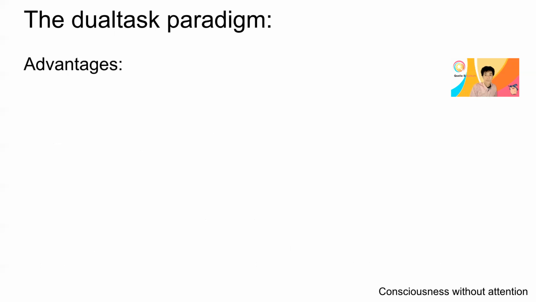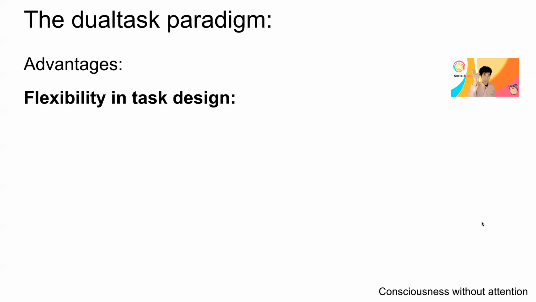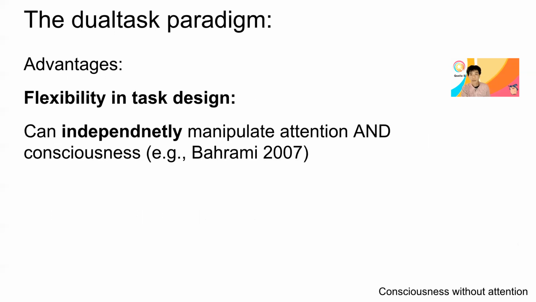Okay, and further, there are many more advantages, but another important class of advantage is the flexibility in task design. What I mean, again coming back to the Bahrami study, is that he was able to independently manipulate attention and consciousness in the task design, right? Manipulating attention was done only with central task relevance, easy task or difficult task, but without changing the stimulus. And then in terms of consciousness, in his case, he presented a continuous flash suppression.